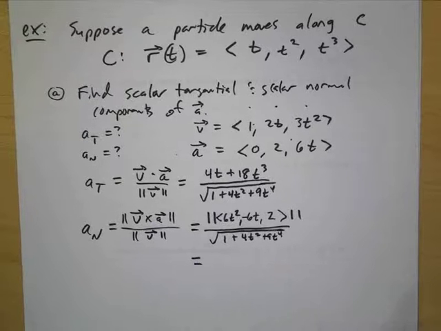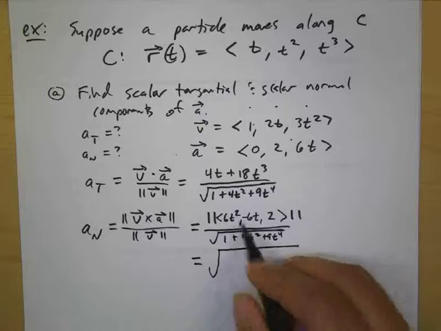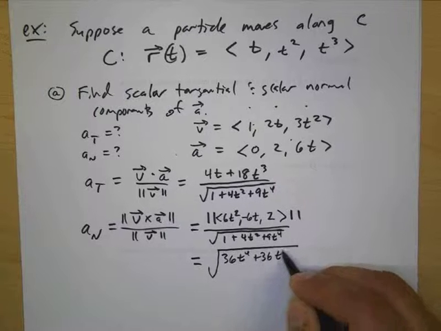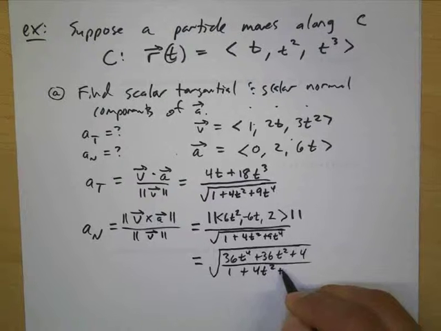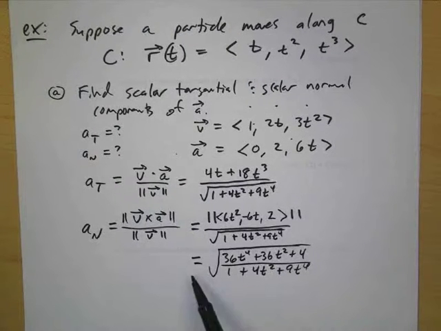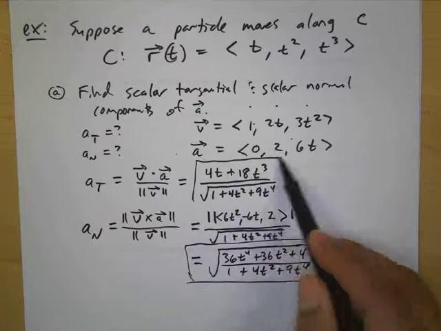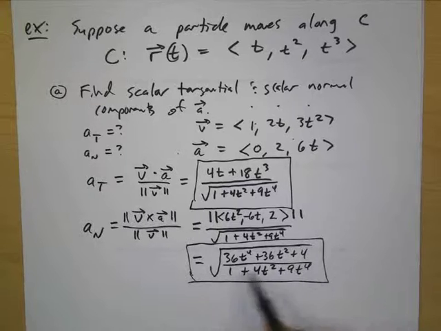If I find the magnitude of that, let's just put it in one big square root. That'll be 36t to the 4 plus 36t squared plus 4, all over 1 plus 4t squared plus 9t to the 4. Okay, so there's our normal scalar. Here's our tangential. That's the end of part A. You could clean this up a little bit, but that's fine.